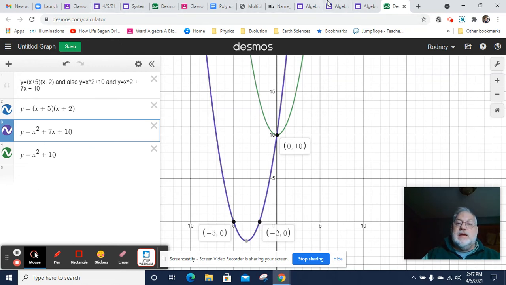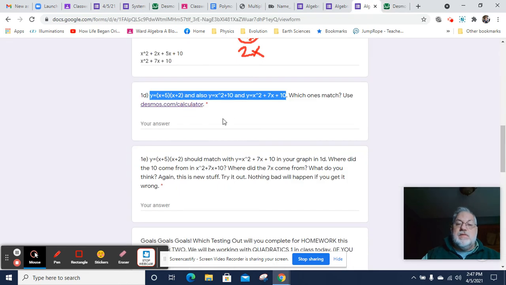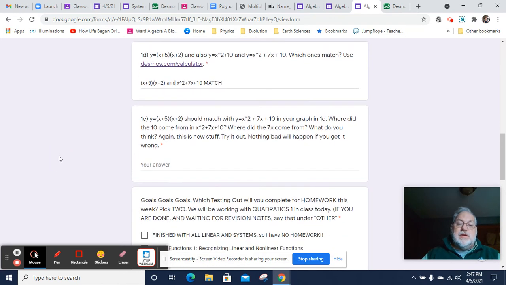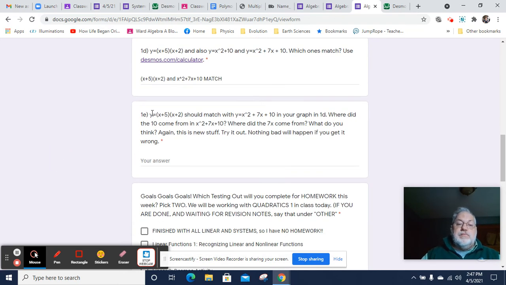Okay, so let's go back into that Do Now. Okay, so x plus 5 times x plus 2 and x squared plus 7x plus 10 match. Those are the same equation. Now, where did the 10 come from? Where did the 10 come from in x squared plus 7x plus 10? Well, it came from right here.